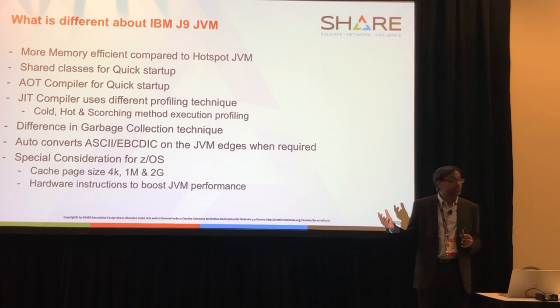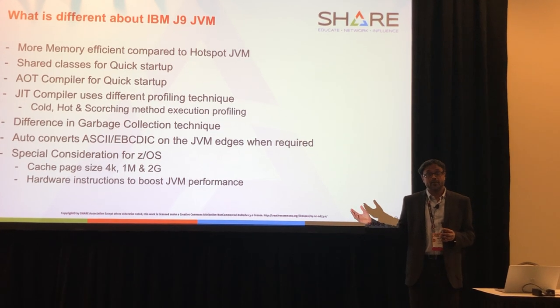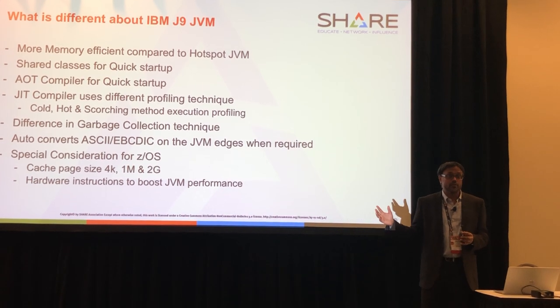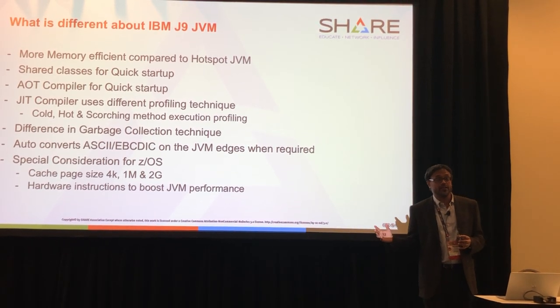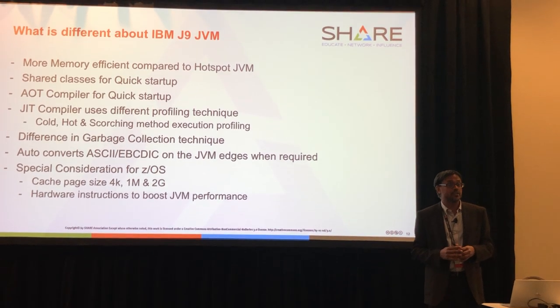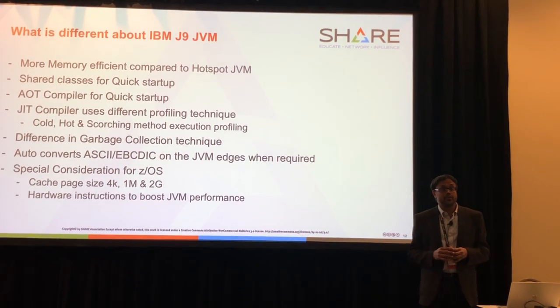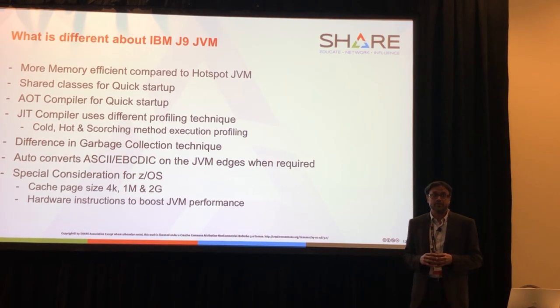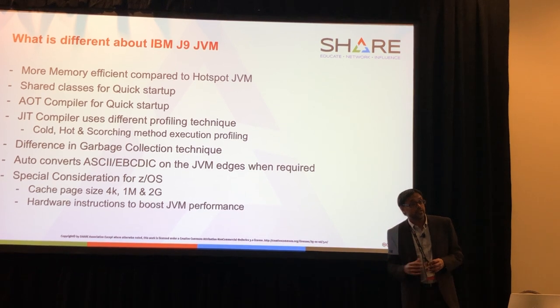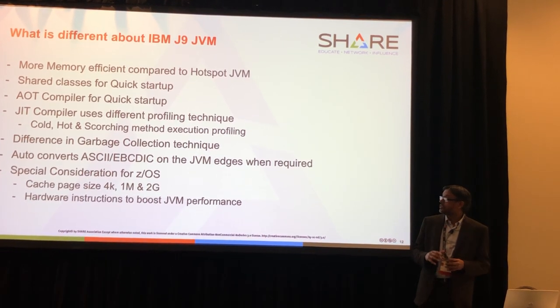I don't know which one is better, but what I found on z/OS, the JIT compiler makes a phenomenal difference. It's 1 to 10. If my program takes 10 seconds in interpreting mode, it runs in 1 second once the JIT compiler kicks in. So it's even more. The performance is really good with the JIT compiler. There are also differences in the garbage collection technique between J9 and Oracle's JVM.